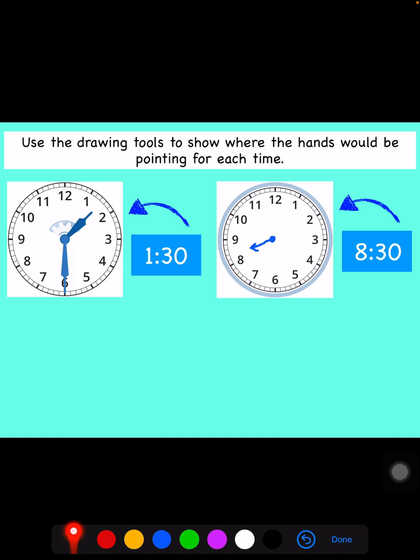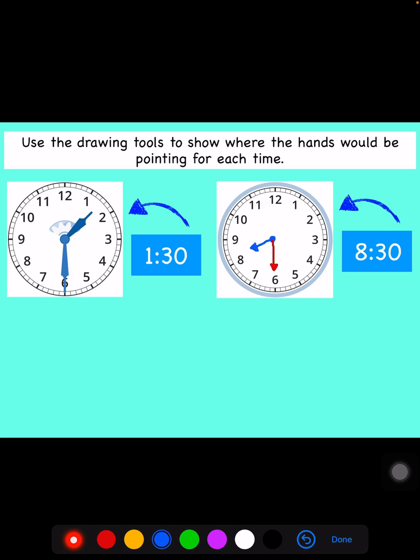Now let's do the minute hand. What number should my minute hand be pointing to show 30 minutes? That's right, just like this clock, it's going to be pointing straight down to the number 6. Good job.